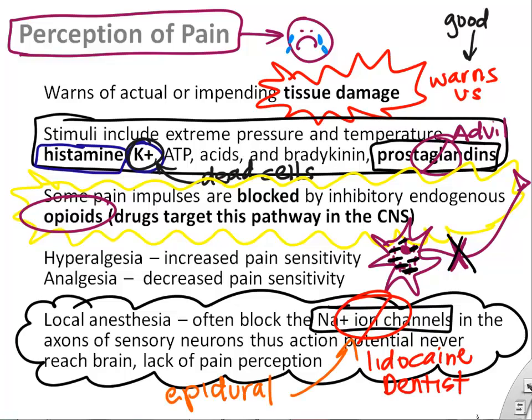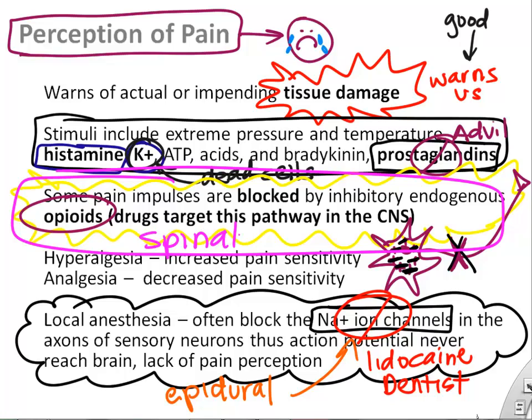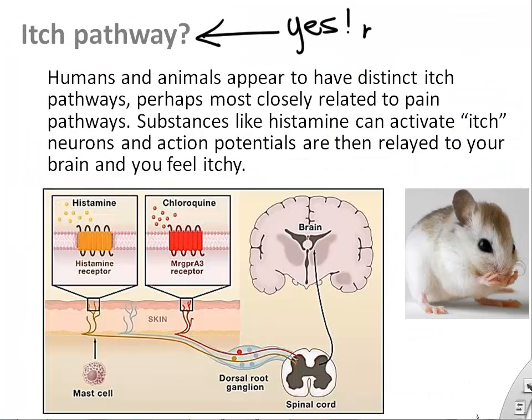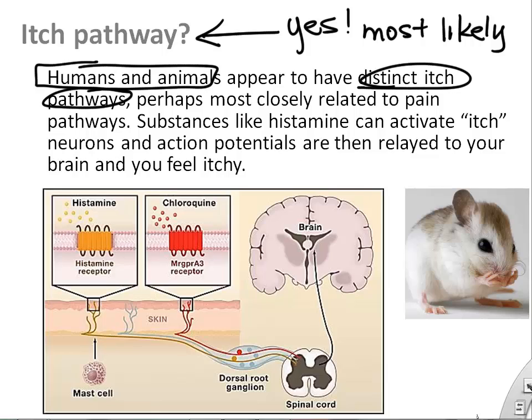Local anesthesia would be like the dentist numbing your nerve, or an epidural, versus opioids, which would target your brain and spinal cord by taking a drug and ingesting a drug. And of course, painkillers like Advil and aspirin can decrease some of those pain chemicals that stimulate the pain neurons. Is itch a pathway?